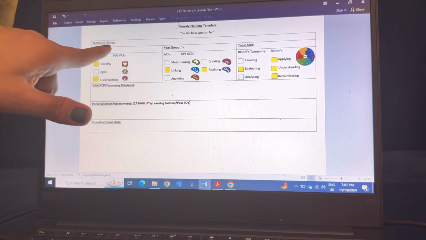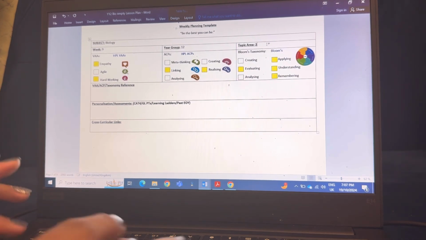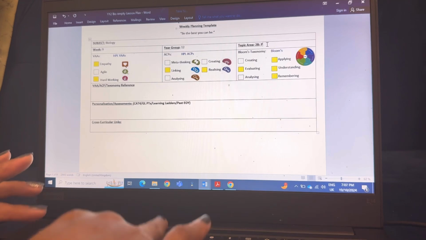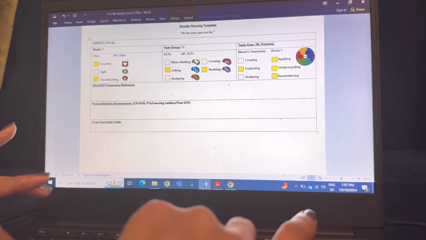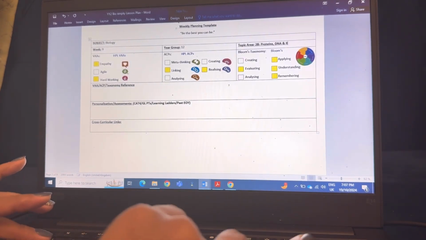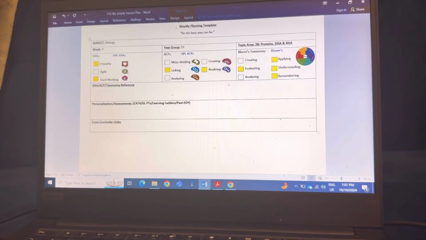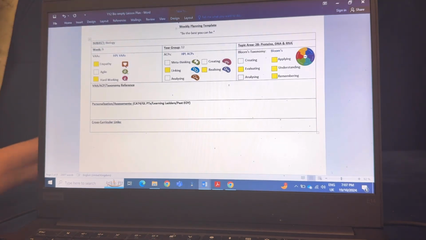You have subject, biology, week. Which week is going on? Okay, so this week is week 9, if I'm not wrong. Yes, it's week 9 after school has started. Your group is 12. Topic area: it is proteins, DNA, and RNA. This is my topic for this whole week. It depends upon what topic you want to write there.